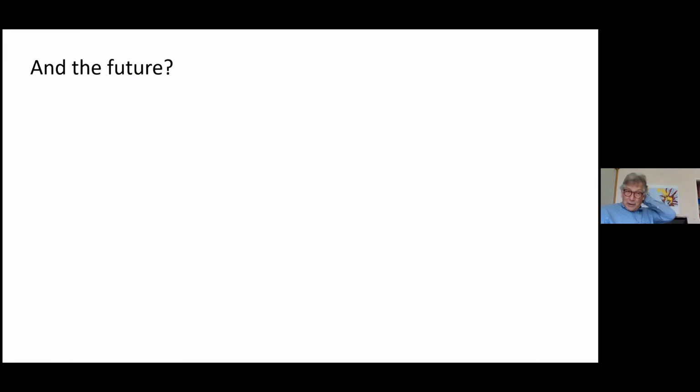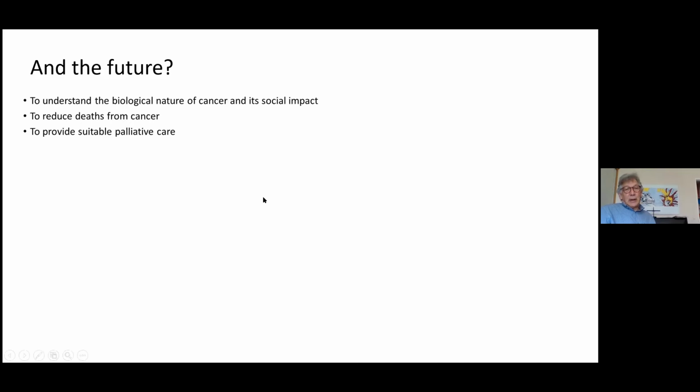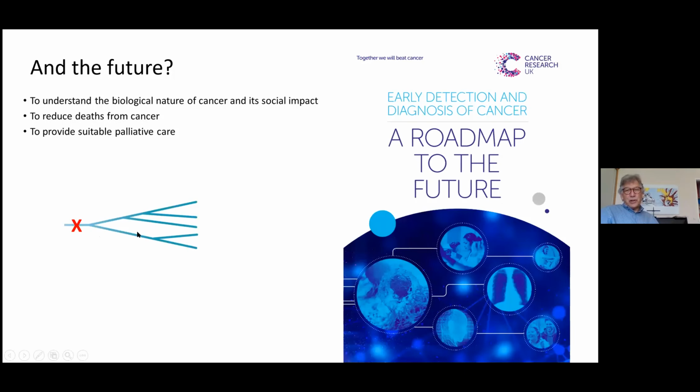So the future, if chemotherapy and the pharmaceutical industry aren't the answer, then how do we answer? How do we really address the agenda better? Well, I think we need to continue to understand the biological nature and its social impact, but we really need to reduce deaths from cancer. Of course, we need to provide suitable palliative care. And I'm not rubbishing Herceptin and Gleevec, which are wonderful, but there are questions about some of these drugs. So I think the future for me, very briefly, is that you've seen this evolution of cancers. The thing to do is to find where there are early mutations before this gets too complicated.